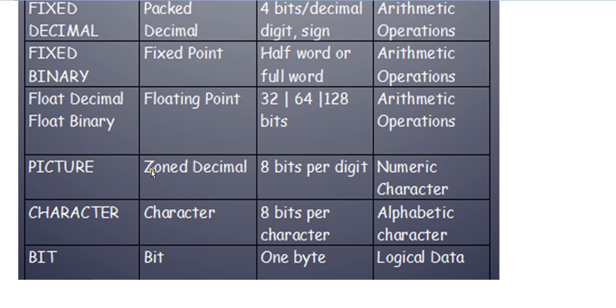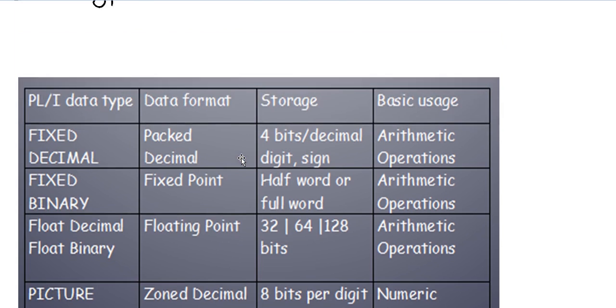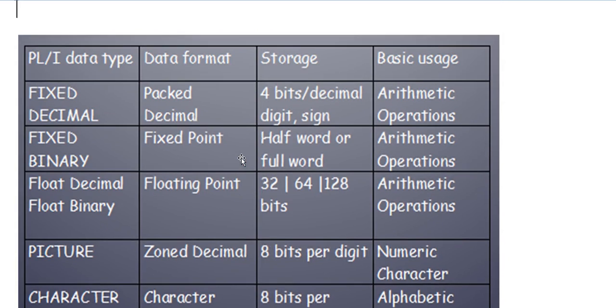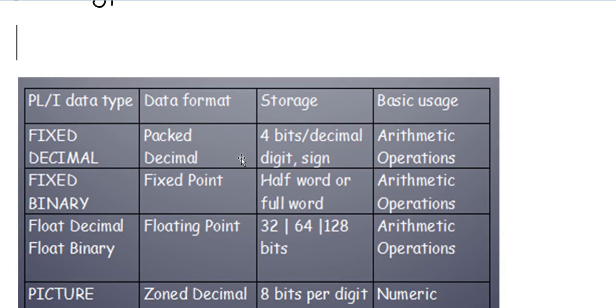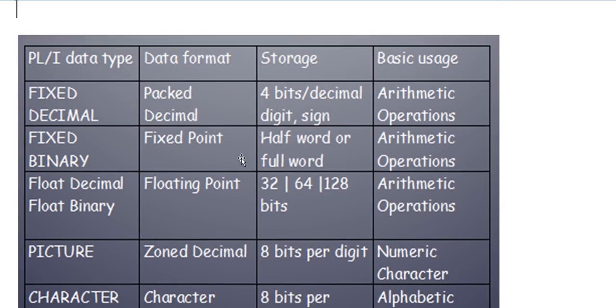Then we have picture, a zoned decimal, 8 bits per digit, and it's mainly used for numeric characters. And character, that's the character, with 8 bits per character, and it is mainly used for alphabetic characters. Bit is a 1-byte bit, and it's mainly used for logical data. This is about all the different kinds of data types that we might be using in the PL/I programming language.